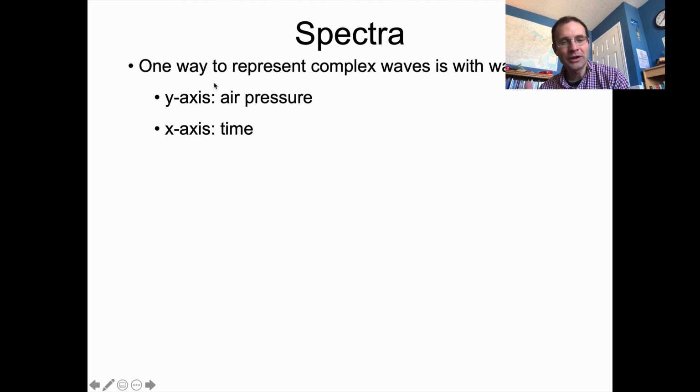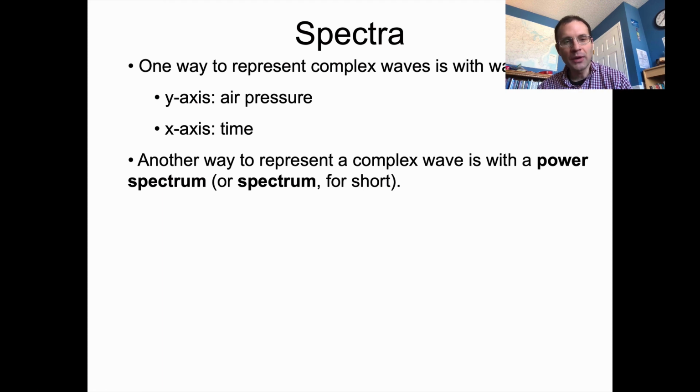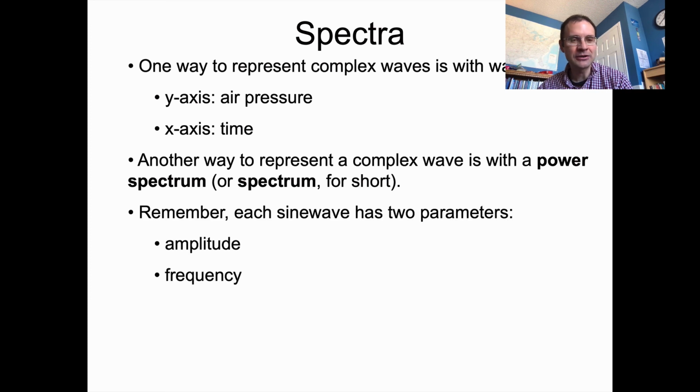So what does that show us? Heretofore, we have looked at complex waves as waveforms, where on the y-axis we get amplitude or air pressure, and on the x-axis we get time, how that air pressure changes over time. Another way we want to represent complex waves now is with a power spectrum, or just a spectrum for short. And for this, we're not going to be concerned with time.